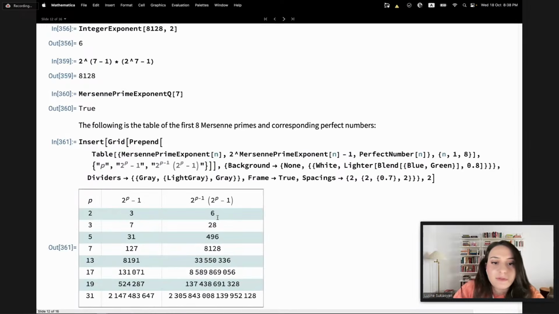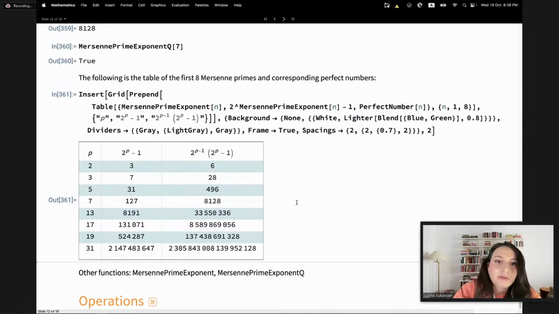Here is the table of the first 8. You can compare Mersenne primes and corresponding perfect numbers. These are perfect numbers, and this is the corresponding Mersenne primes. And the other functions here are Mersenne prime exponent, Mersenne prime exponent Q.